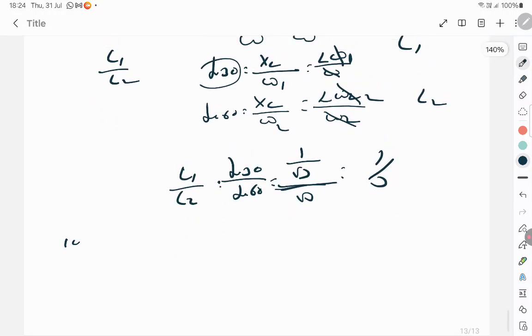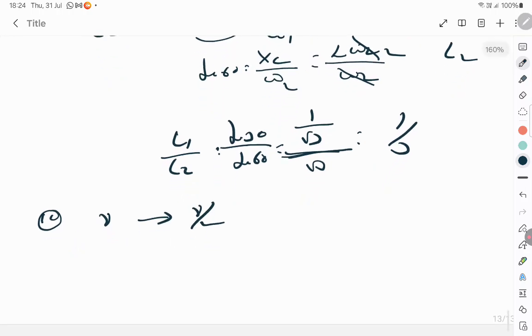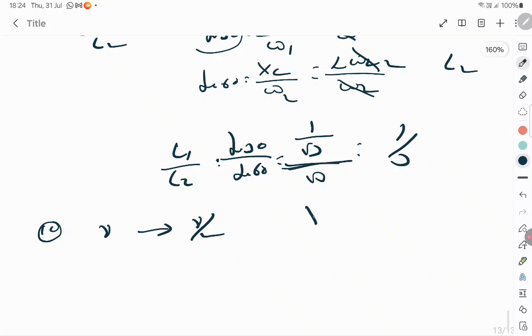The next question is the 10th question. What happens to the inductive reactance and the current in a purely inductive circuit if the frequency is halved? Inductive reactance is XL. Initially it's L omega, which is L into 2 pi into mu. Now the frequency is going to be half, then XL will also get halved. Correct? So it's just going to get halved.